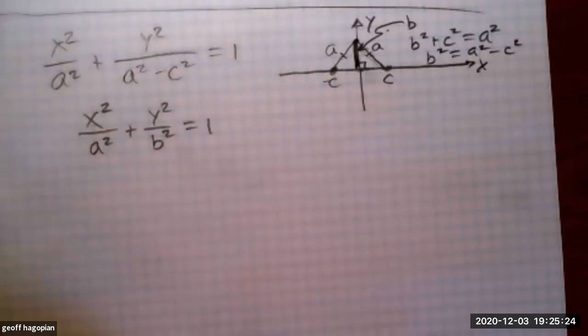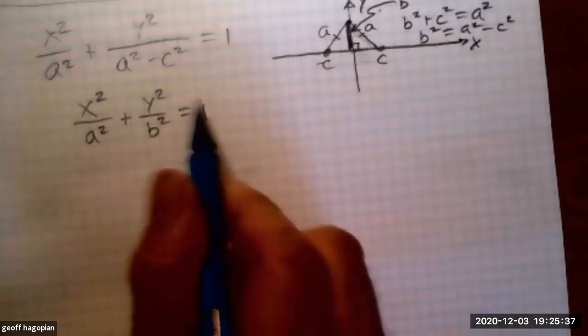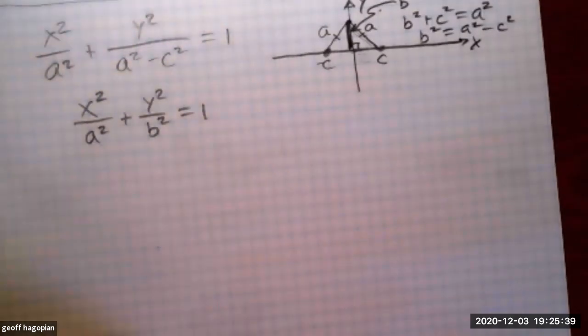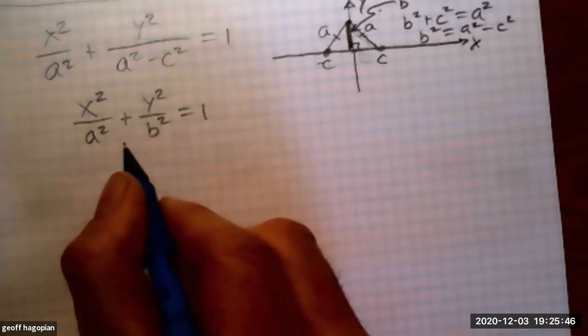That's a circle of radius R centered at the origin, where R would be A and B, right? A equals B, so R equals A equals B. So that's a special case. When A equals B, this is the equation of a circle of radius A or B centered at the origin. And that's kind of nice, right?